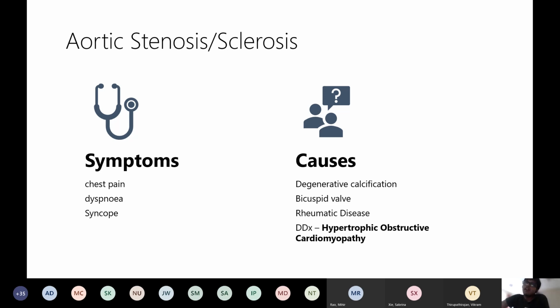And what kind of causes can you think of for aortic stenosis? What do you think the commonest causes are in the UK? Degenerative calcification is the commonest cause. What if they're a young person, like 40 years old?